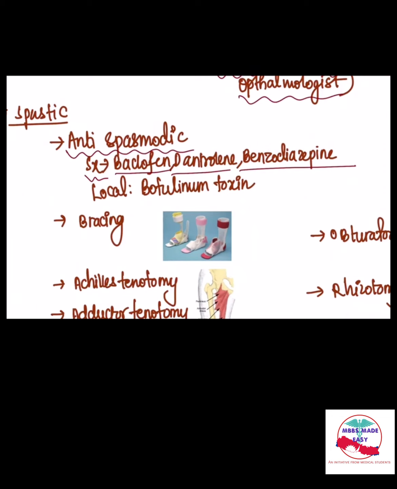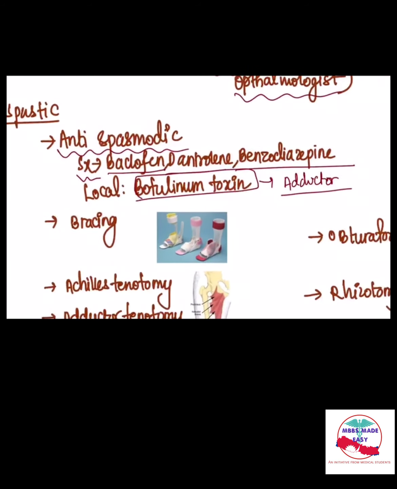But even if systemic drugs like baclofen, dantrolene, and benzodiazepine cannot resolve spasm, then you need to go local, and you need to give local injection of botulinum toxin within the adductor muscles, or any muscle which has undergone spasm, adductor muscles or muscles of the posterior compartment of the lower leg, right? Okay, so you can have local injection of botulinum toxin.